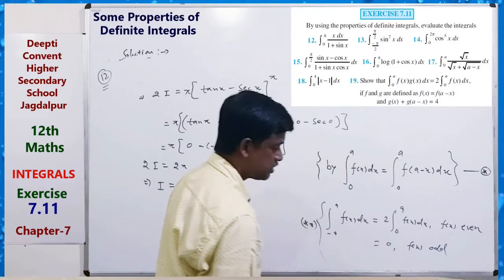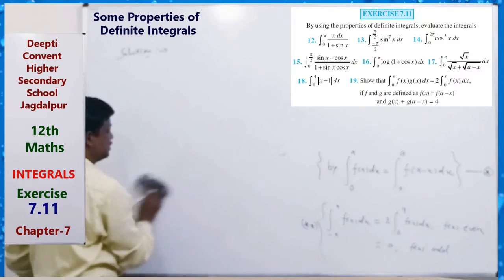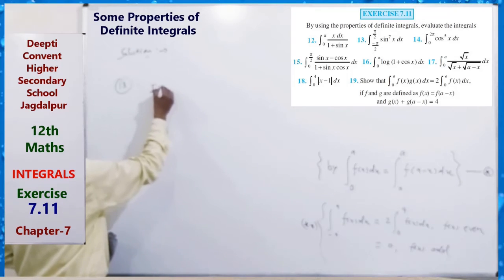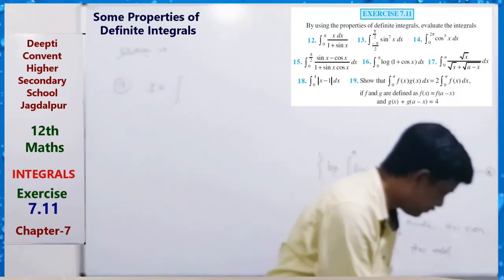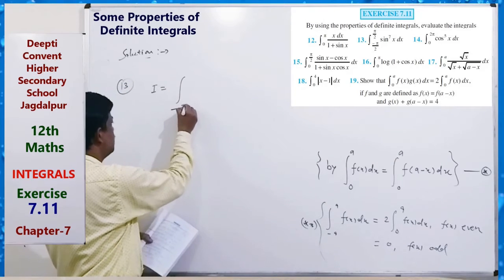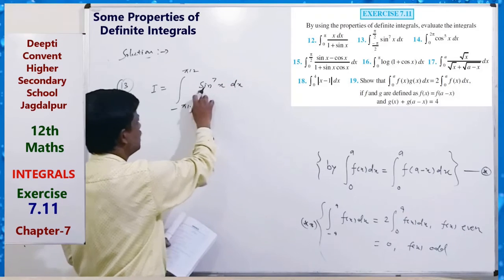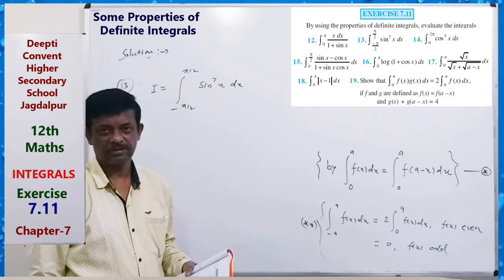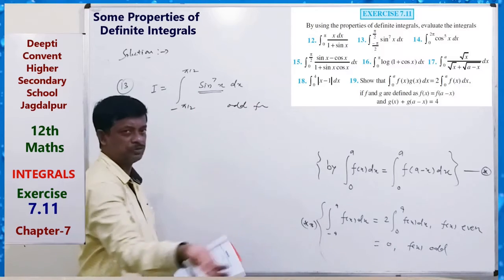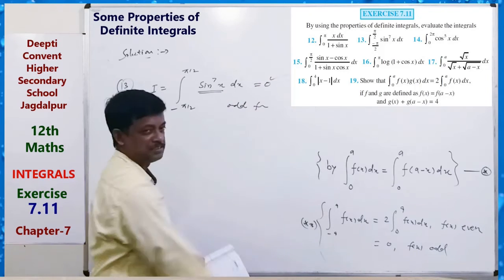Now, question 13. You can see question 13: the integral from minus pi by 2 to pi by 2 of sin to the power 7 x dx. Sine is an odd function and the power is also odd, so this is an odd function. You have to show it is odd. That means the integral from minus a to a of an odd function equals 0. So 0 is the answer. Okay.